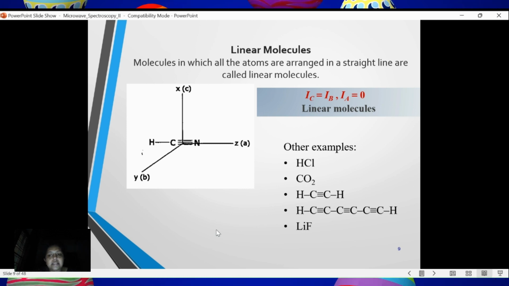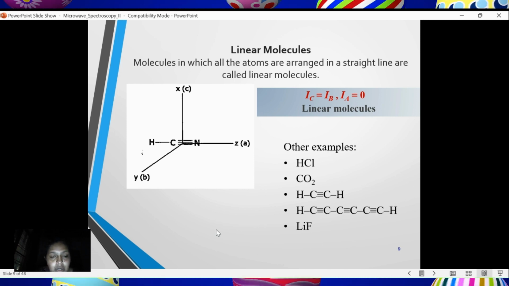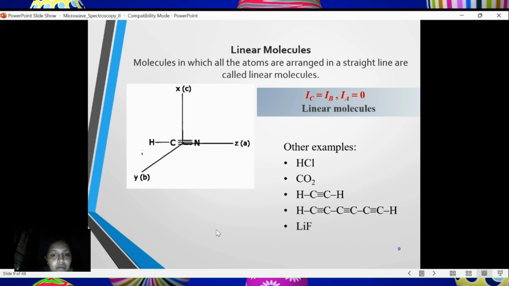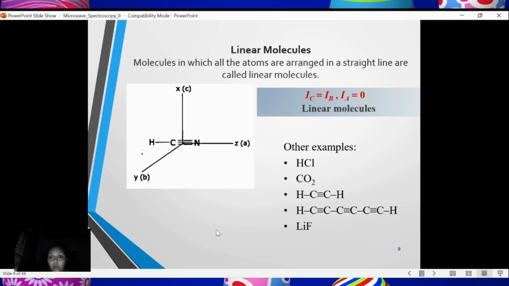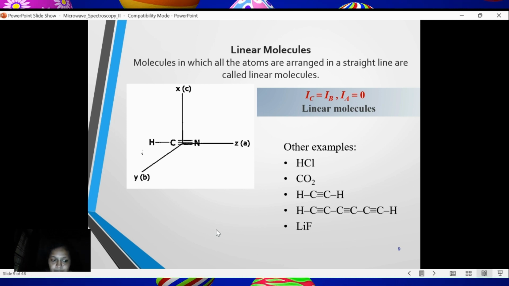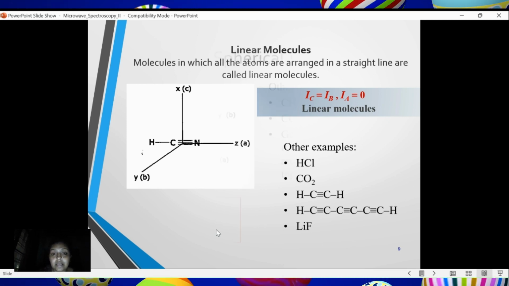And here we can see IA is equal to 0. That is the moment of inertia along the bond axis. Along the bond axis of the particular molecule is taken as 0, and the other two will be equal. So, as a whole, the molecule will be having only one moment of inertia. Okay, this is the linear molecule.